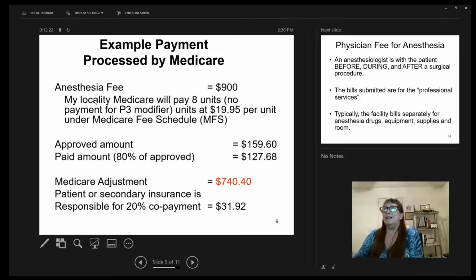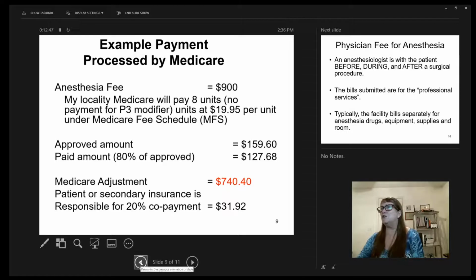Okay. In my locality, which is rest of Florida, Medicare will pay 8 units. They're not going to pay that additional 1 unit for the P3 modifier because traditional Medicare bundles it into the service. And we know that because I'm in the rest of Florida, it's only $19.95 per unit under their fee schedule. So by calculating those 8 units by $19.95, Medicare will approve $159.60.